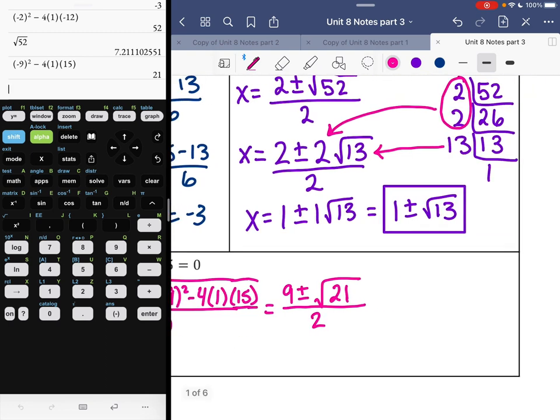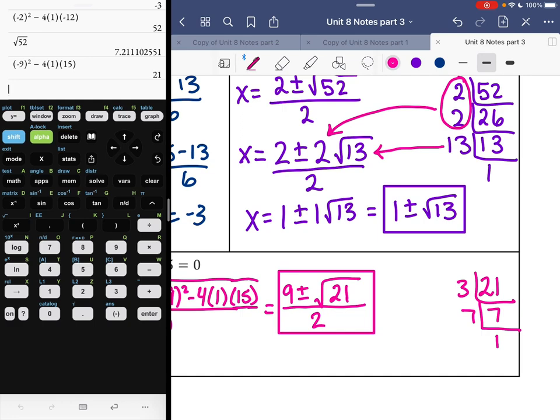Now, if I try to do the sled method on 21, 21 will not divide by 2, but it will divide by 3, and that gives us 7. Well, 7 will only divide by 7, and then we have 1. So we get no pairs. So if there are no pairs, then the answer that we get is the answer that we have. And we can't do anything to simplify it. So this answer would be 9 plus or minus the square root of 21 over 2.